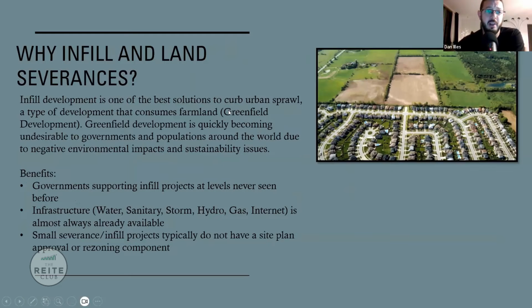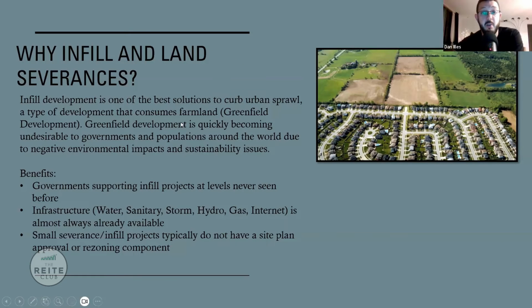And so why infill and land severances? Well, infill development is one of the best ways to curb urban sprawl, which is also known as greenfield development. Greenfield development is quickly becoming frowned upon by governments and populations all over the world, largely due to negative environmental impacts and sustainability issues.